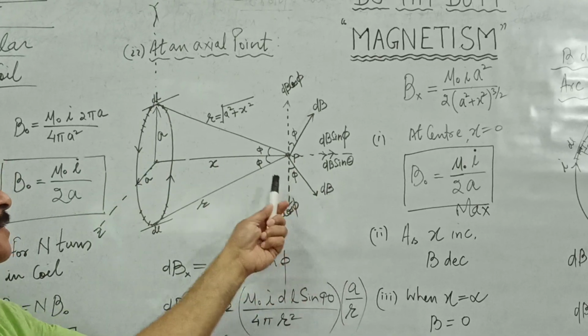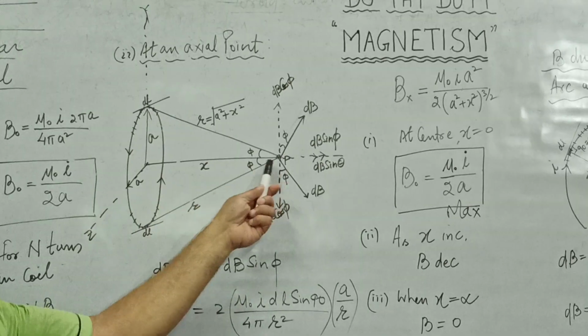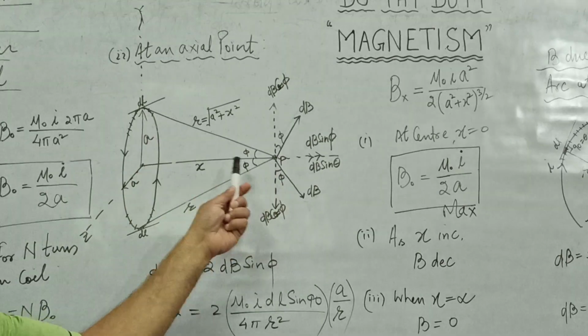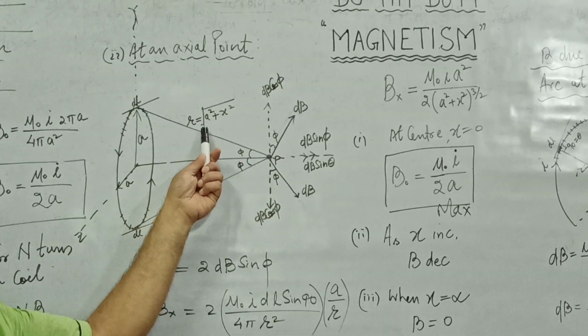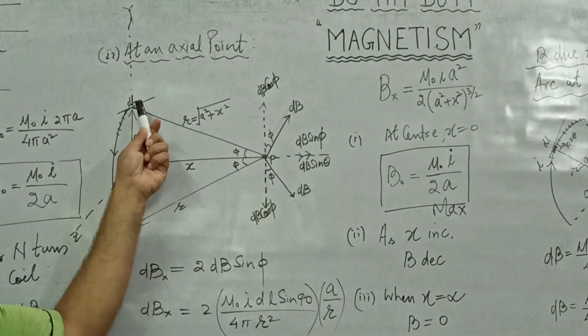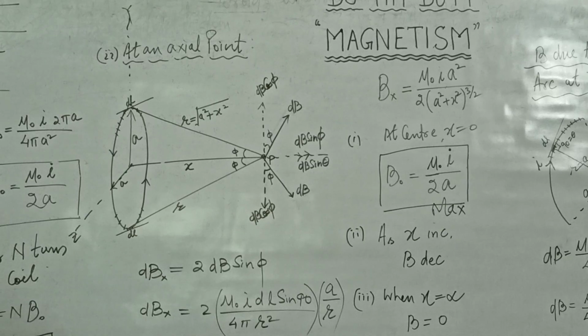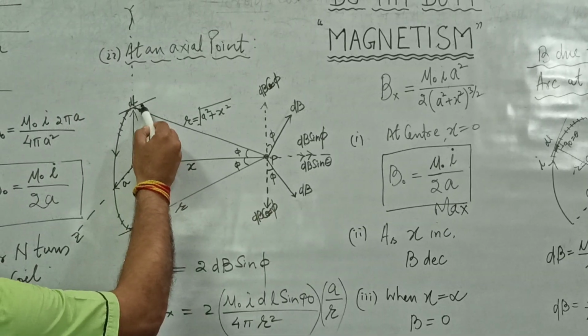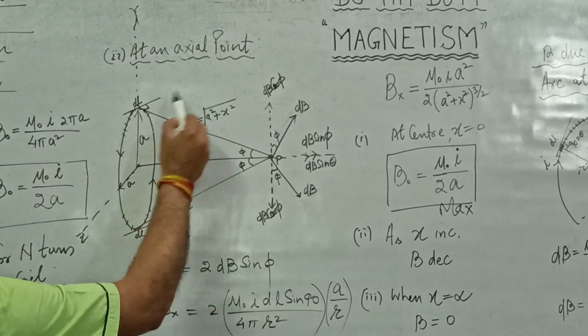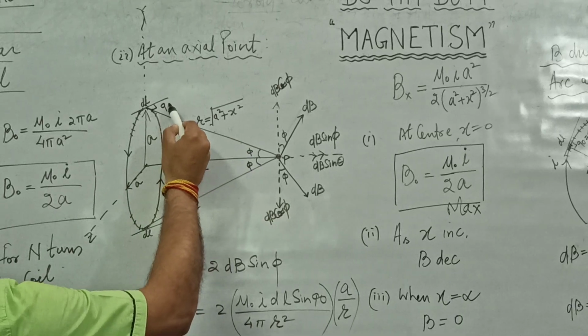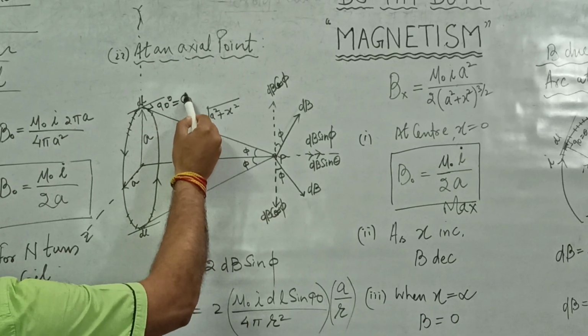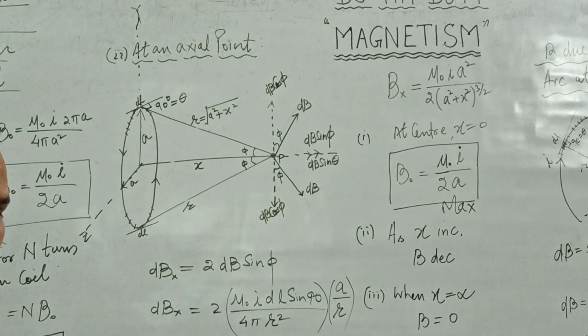And what is that R? This is a right angle triangle. You can see this R is going to be the square root of a square plus x square. So what is the magnetic field dB because of this current carrying element here? The angle between dl and R is going to be 90 degrees. This is the angle theta of Biot-Savart law. How is this angle 90 degrees?